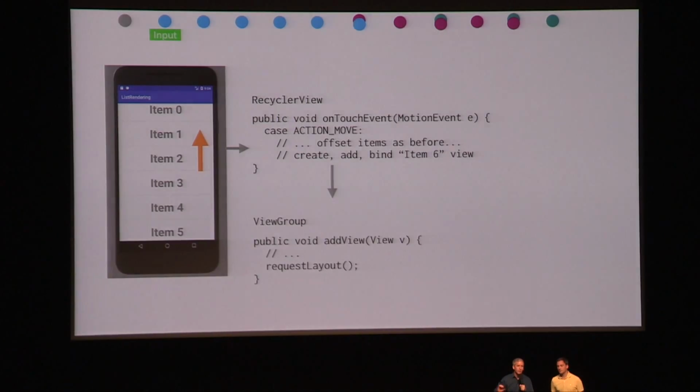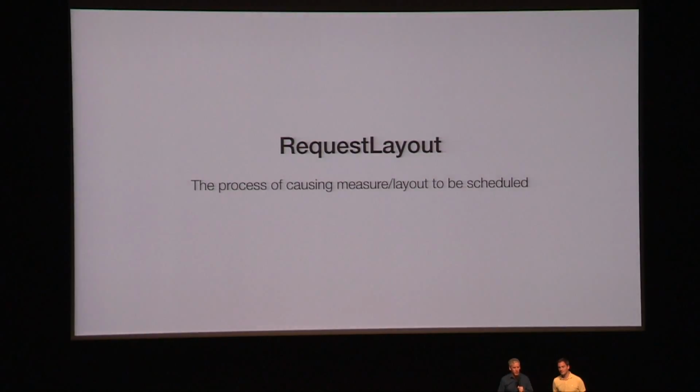We're not just saying something has changed and it needs to be redrawn. We're saying something has changed in a view group, in a parent, and that parent needs to measure and lay out its children to figure out where to put things on the screen. So request layout is the process of basically propagating that information up through the view hierarchy, saying somebody's layout has changed and you need to deal with that.